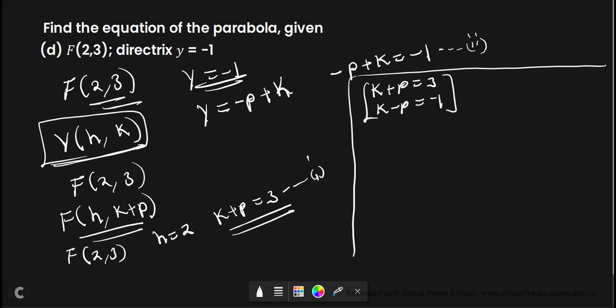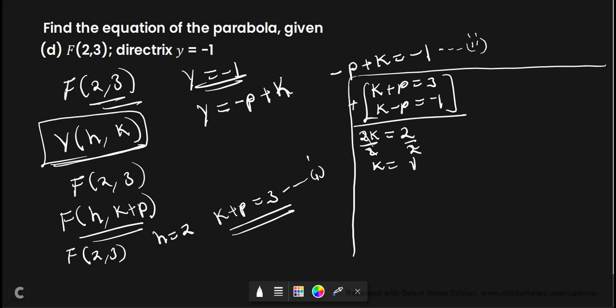In this part we go direct. Why do we go direct in this part? Because p can be eliminated. So what you do, you just add this side. k plus k is 2k, then p is 0, right? Then 3 plus negative 1 is 2. So to get 2, what's your k in this situation? Your k is 1, right?